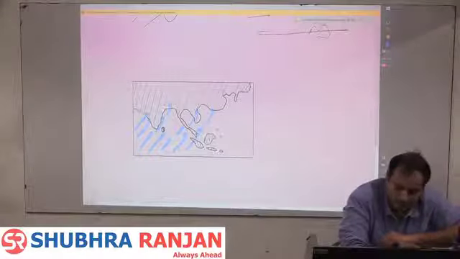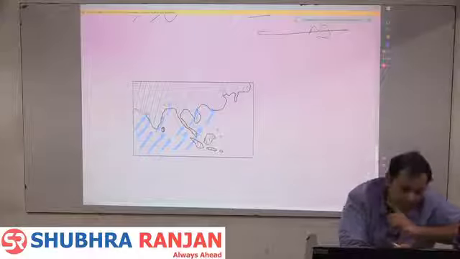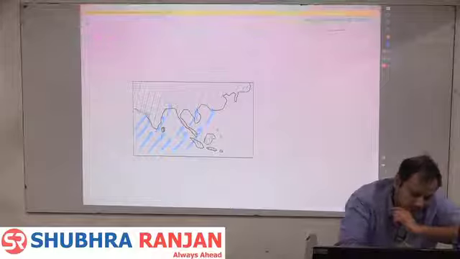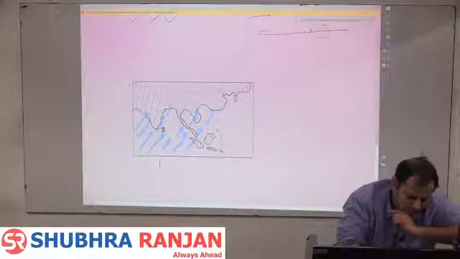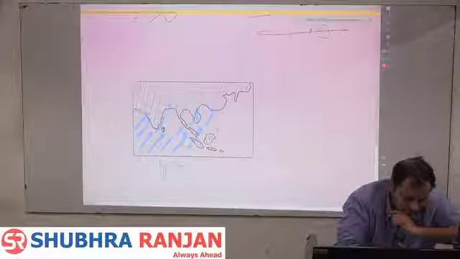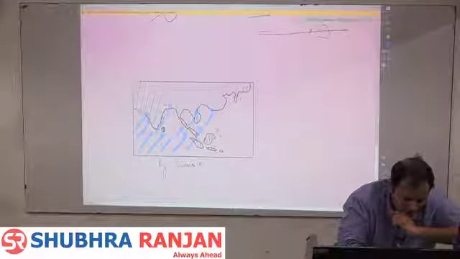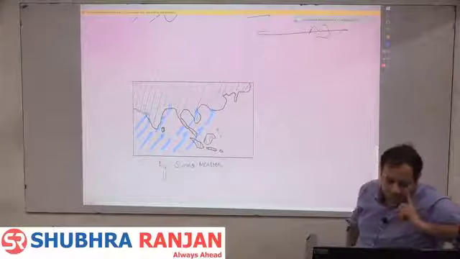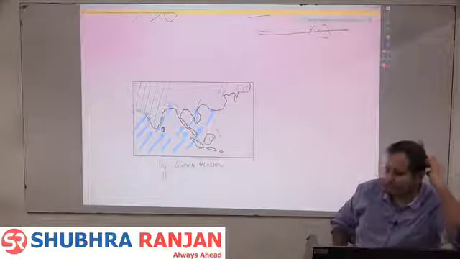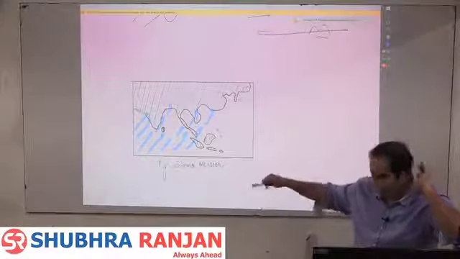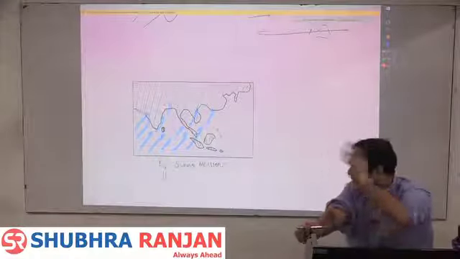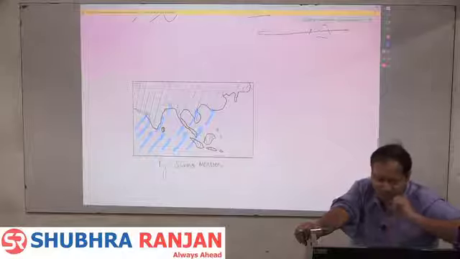Which is this? This is the summer monsoon. Draw two such diagrams. We have to show the arrows in the winter monsoon exactly opposite. So draw two boxes, summer and winter monsoon.